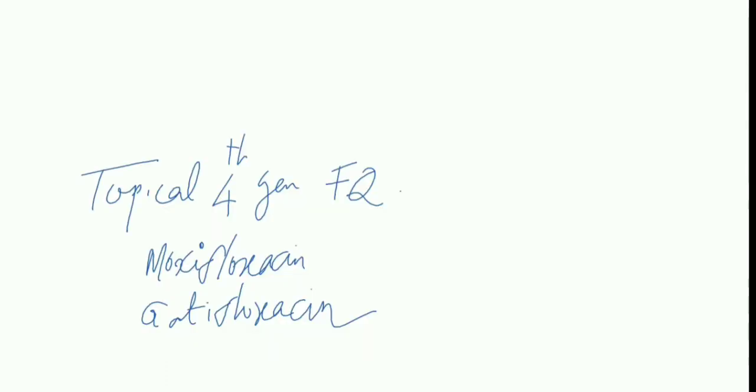Now regarding the treatment of bacterial corneal ulcer, you can give topical treatment, like topical 4th generation fluoroquinolones. Examples are moxifloxacin and gatifloxacin. So why are we not giving systemic drugs? Because we know the cornea is avascular, so giving systemic treatment will not be useful. So we are giving topical drugs.